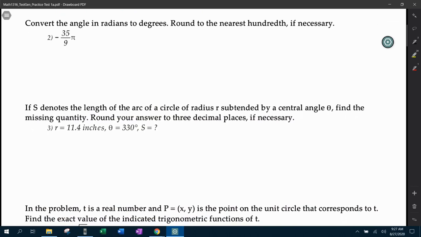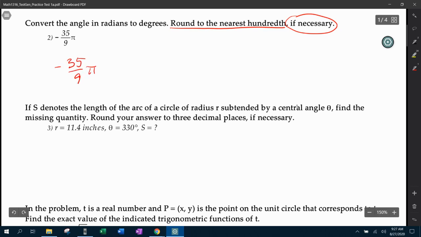Question number 2, convert the angle in radians to degrees, round to the nearest hundredth. Okay, so we're going to need to make sure that we follow the instructions here. Oh, I'm sorry, it says if necessary. We may not have to do that. So to take a radian angle and convert it to degrees, we're going to multiply by the reciprocal. Instead of pi over 180, it's going to be 180 over pi. Now here we can see that the pi's are going to cancel, and that's going to leave us with negative 35 over 9 times 180.